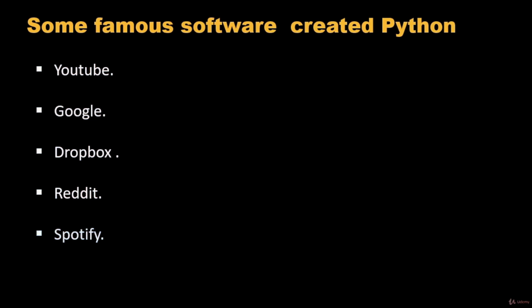Next, we have Spotify. Spotify allows you to listen to ad-free music of your choice. It's a streaming service that allows you to stream music without any advertisement. Finally, we've got Instagram. Instagram is very popular. It has both an app side and also a web site as well. These are just a few list items of software that were created using Python.